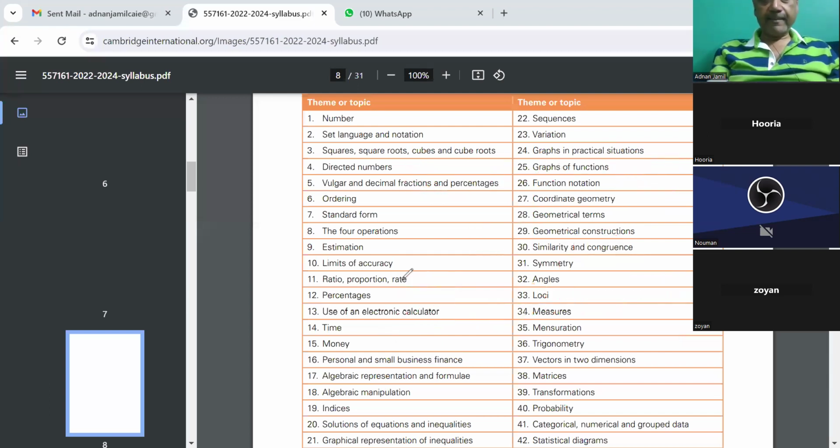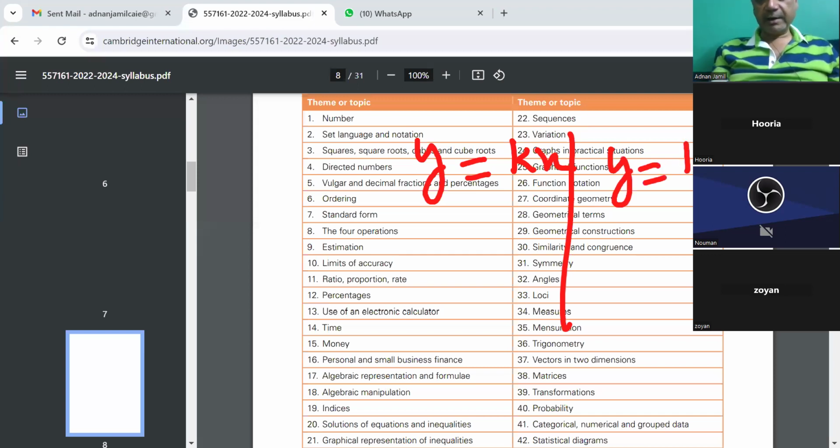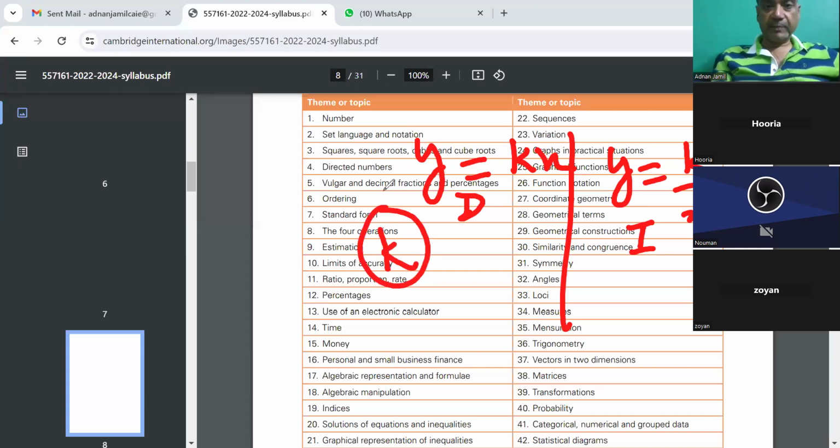Okay. Secondly, we have use of electronic calculator, percentages are already done. Proportion, I should tell you that this is the expression for direct proportion. This is the expression for indirect proportion. This is direct and this is indirect. One very important thing, whenever we solve the direct and inverse proportion questions, we always find the value of k first.